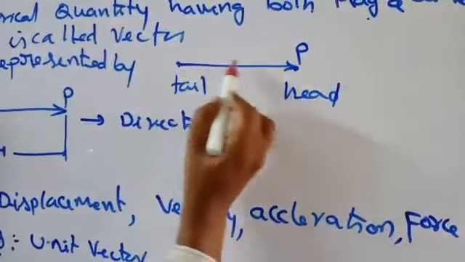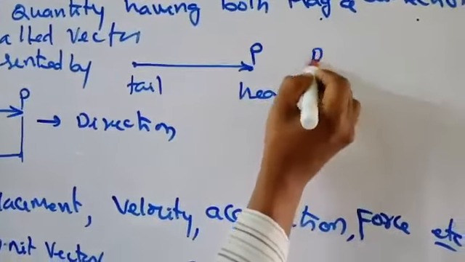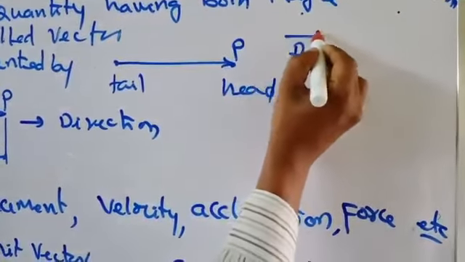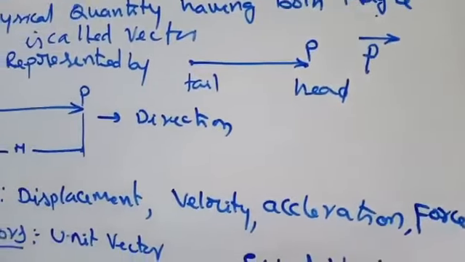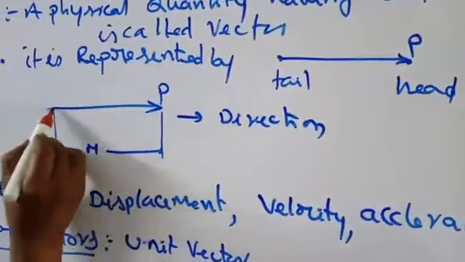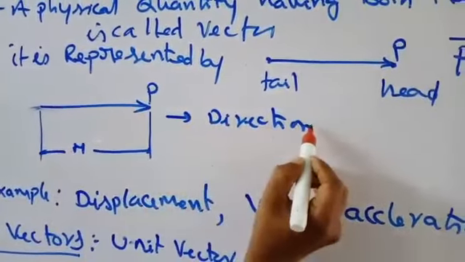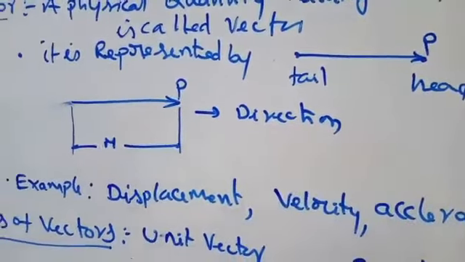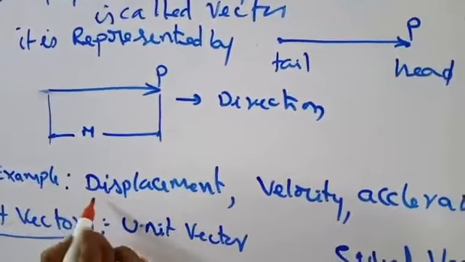This is the tail. This is the head. The vector P is represented like this. It may be read as vector P bar. So for the vector P bar, this is the magnitude, and this is the direction. What are the examples of vectors?